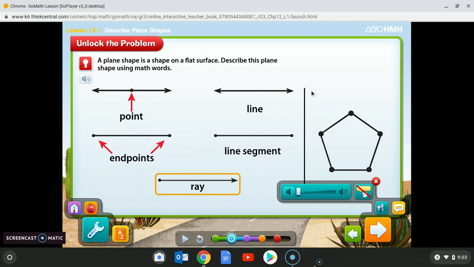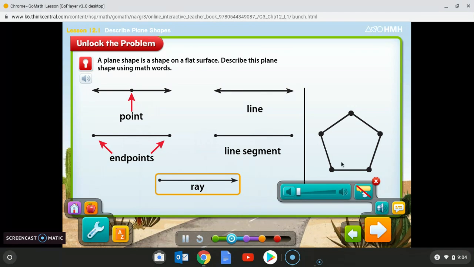So do you see the difference? A line has 2 arrows on the end to show it doesn't stop. A line segment shows 2 endpoints, meaning this is just a little part of the line. And a ray is 1 point followed by a line that goes off in only 1 direction. So a ray is half of a line and half of a line segment. See? All right, so let's continue on.